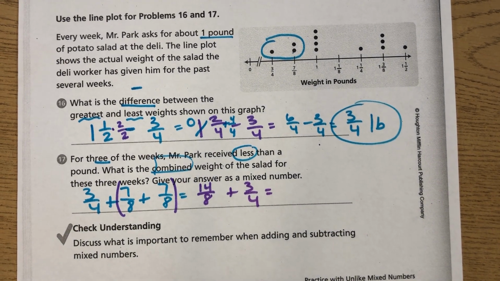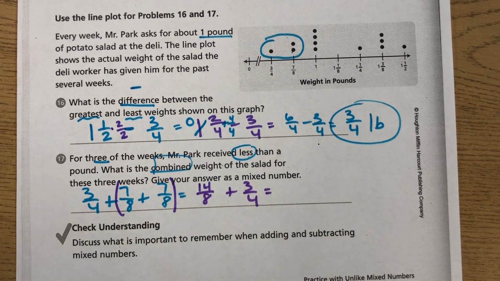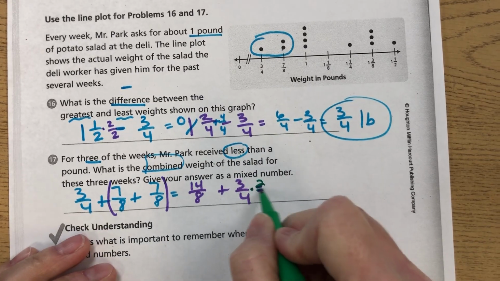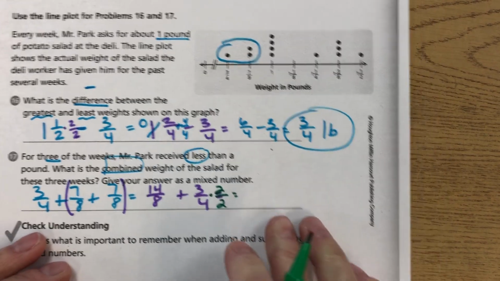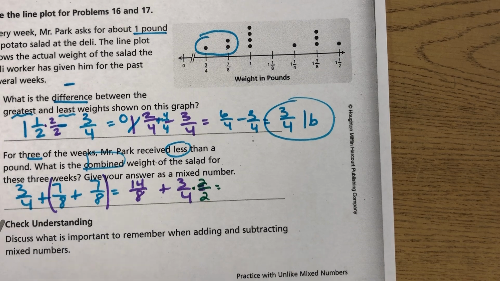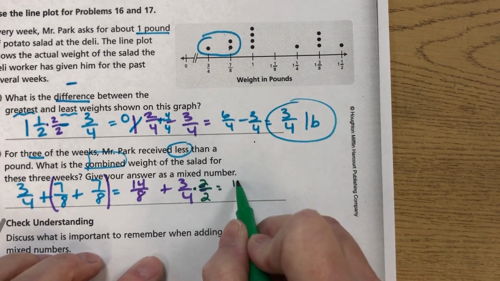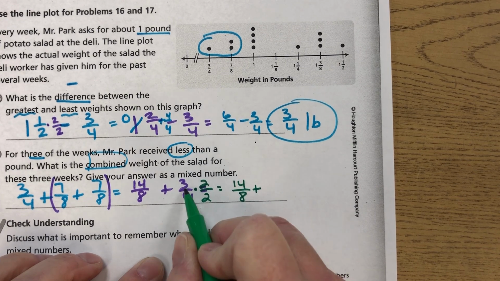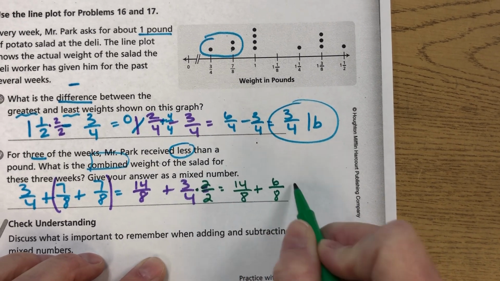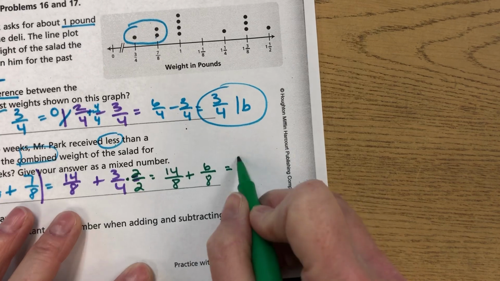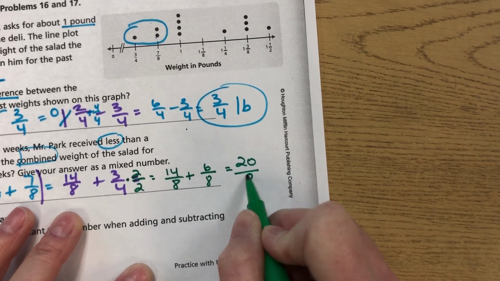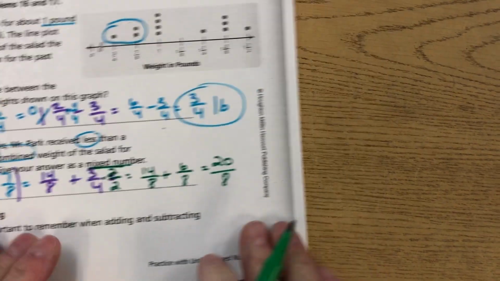This is like a group 2 problem because I can multiply 4 by something to get 8. I can multiply 4 by 2 to get 8. That's what you should do. You don't need to use 32. 32 is not the LCM, 8 is. So my new problem is 14/8 plus 3 times 2 is 6/8. 14 plus 6 is 20. My denominator stays. So we have 20/8. It does say to give your answer as a mixed number.